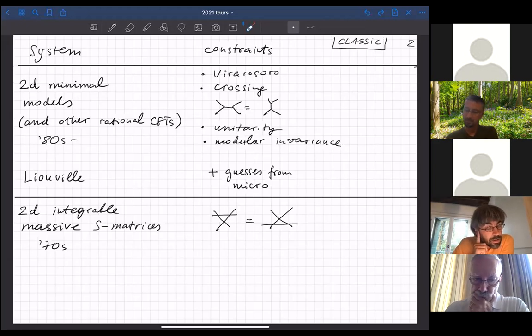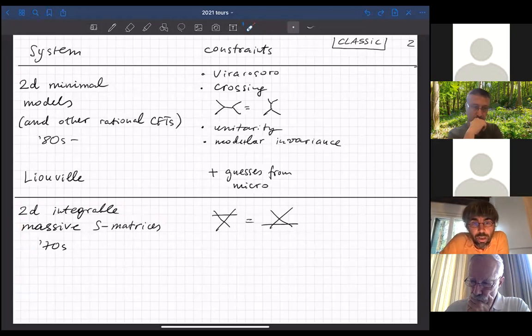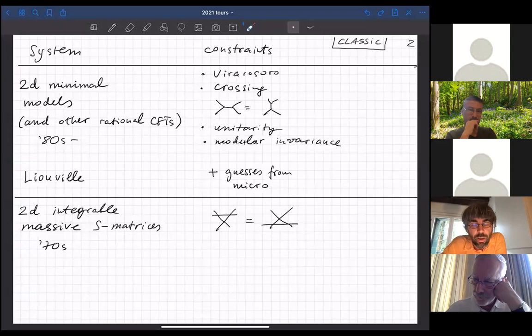But an even earlier example of this Bootstrap philosophy was the work that I think started in the 70s and continued in the 80s. It's about the two-dimensional integrable massive S-matrices. So here we don't have a conformal field theory. We have a theory of massive particles which scatter in 1+1 dimensions. And if you assume that the S-matrix is integrable, then it satisfies the Yang-Baxter equation. And Zamolodchikov and others used it to solve many interesting integrable massive S-matrices. And this work continues to this day. It's a very powerful approach.